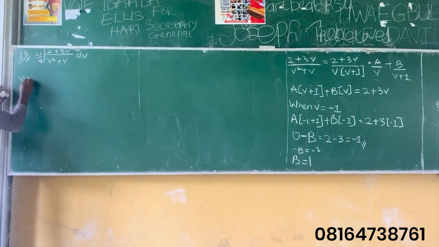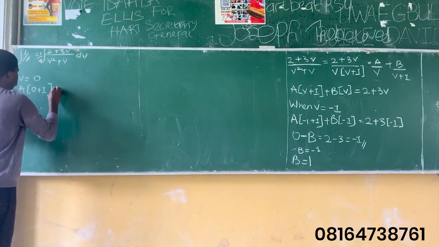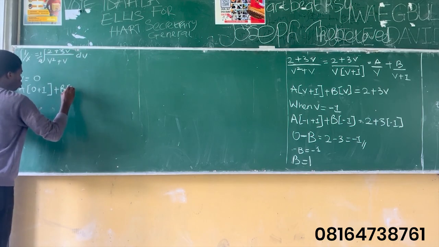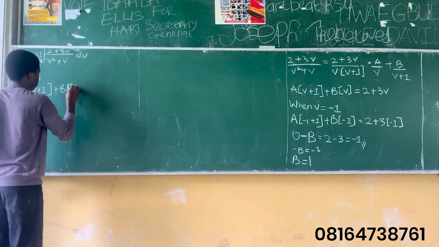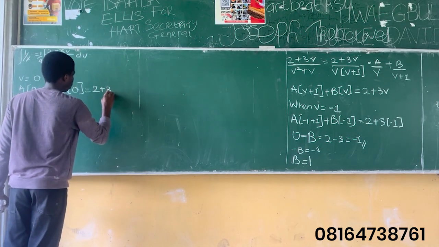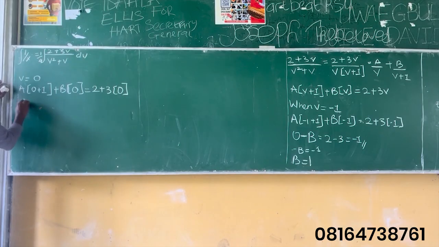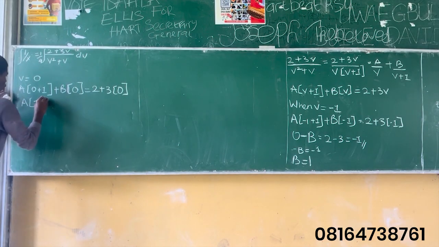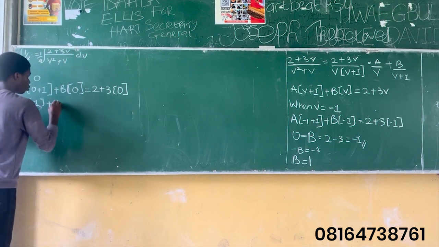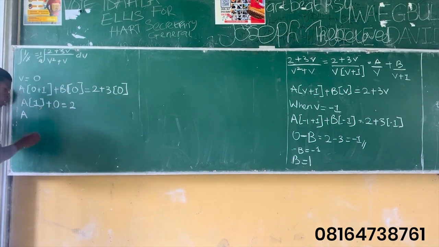if v is equal to 0, A times 0 plus 1, plus B times 0, is equal to 2 plus 3 times 0. So A is 1 plus 0, which is equal to 2. So A is equal to 2.